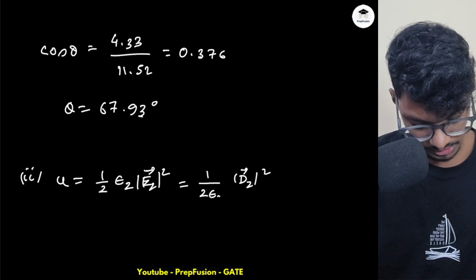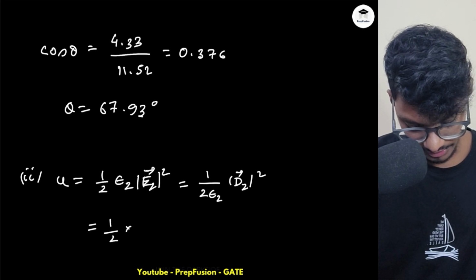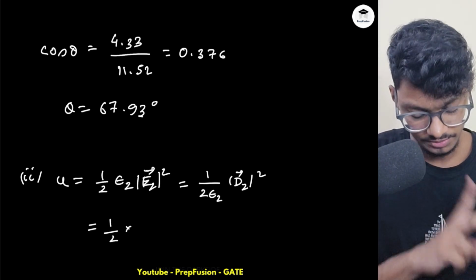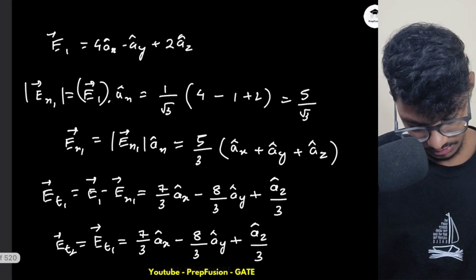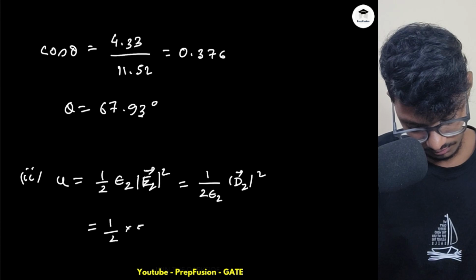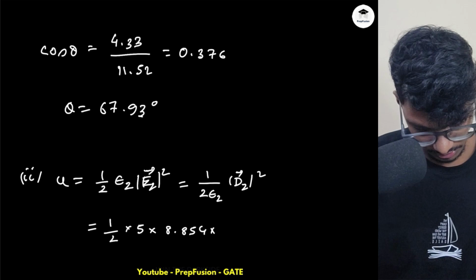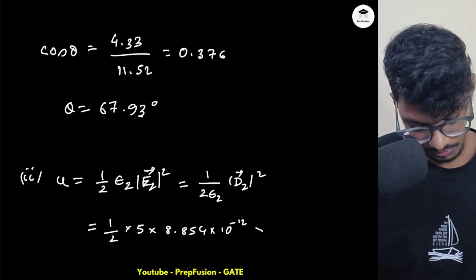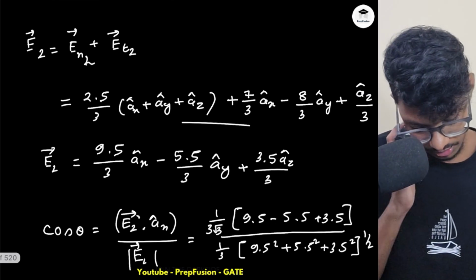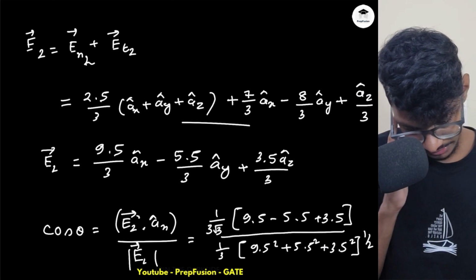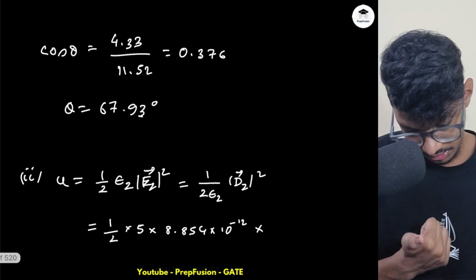So this will be 1 by 2 epsilon 2. I know what is half. I know what is epsilon 2. Epsilon 2 is epsilon naught into epsilon r2. So epsilon r2 is I think 5, I believe it is 5, right? Yeah, it is 5. So 5 into epsilon naught, 8.854 into 10 raised to the power minus 12, into the magnitude of electric field whole square. What is the magnitude of electric field? This I have to just divide by 3 and I will get back the magnitude of electric field.